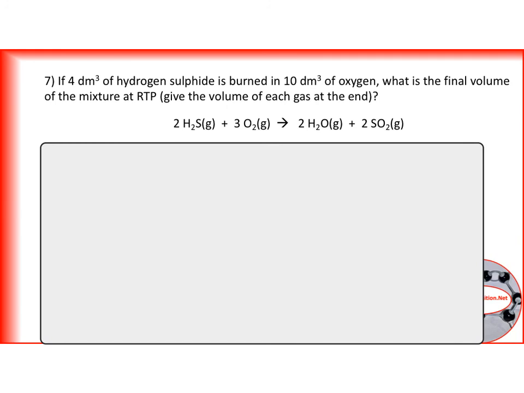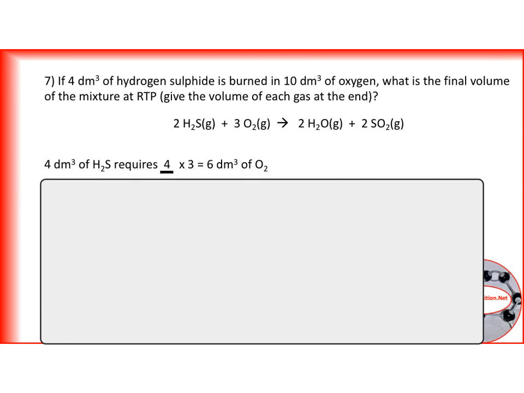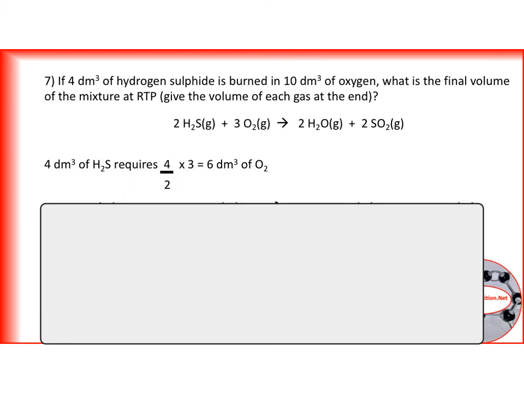So our final question. We have got 4 decimeters cubed of hydrogen sulfide, and it has been reacted with 10 decimeters cubed of oxygen, and we need to find the final volume of the mixture at room temperature and pressure. Okay, so let's have a think about this. If I have 4 decimeters cubed of hydrogen sulfide, I require 6 decimeters cubed of oxygen to react with it, because the ratio between hydrogen sulfide to oxygen is 2 to 3.